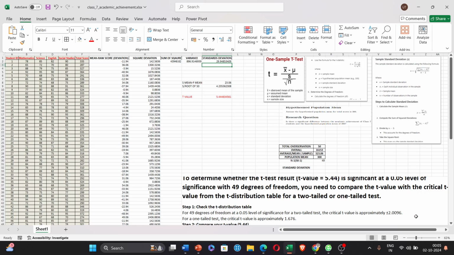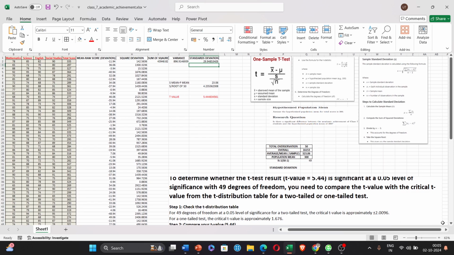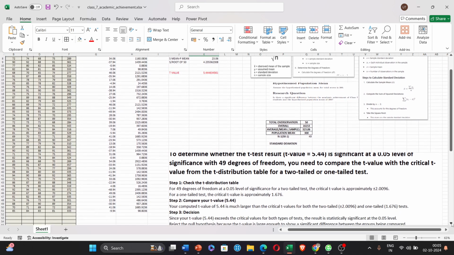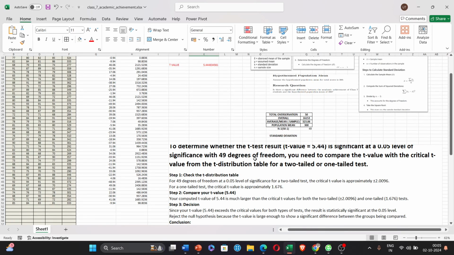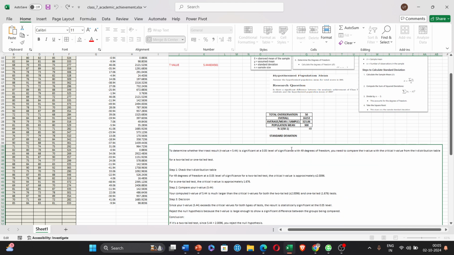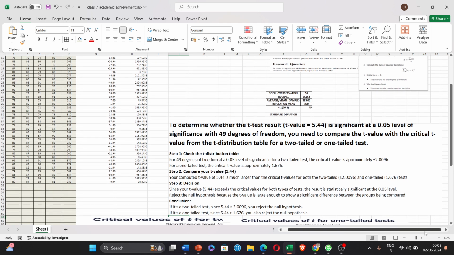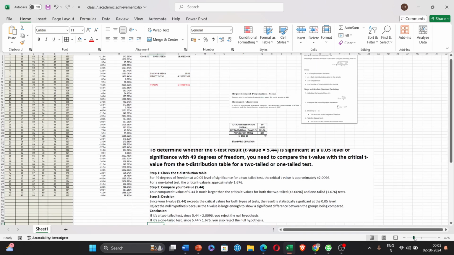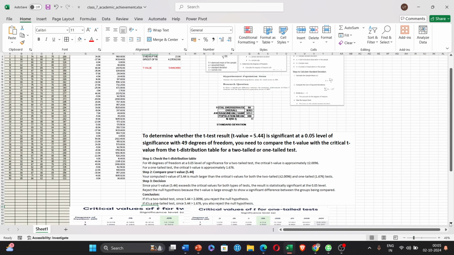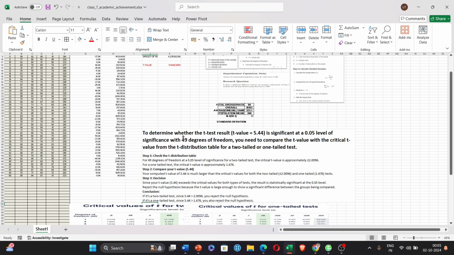So now what do I have to do after this process? Now, whether my null hypothesis is accepted or not. For that, to determine whether my t test result, which I found to be 5.44, is significant or not significant.